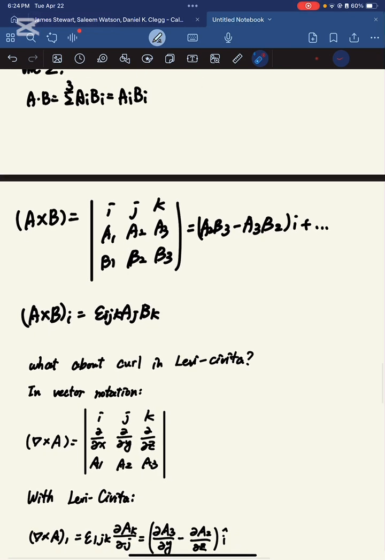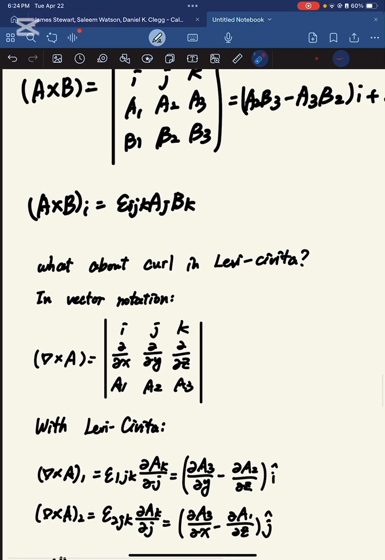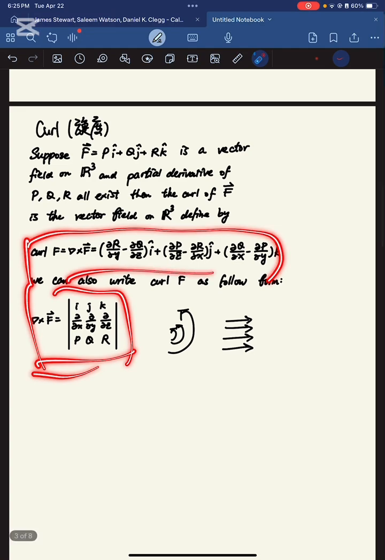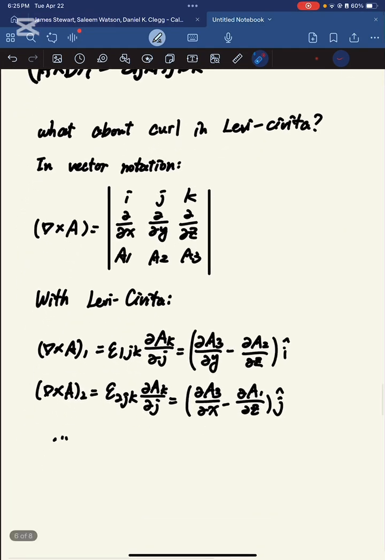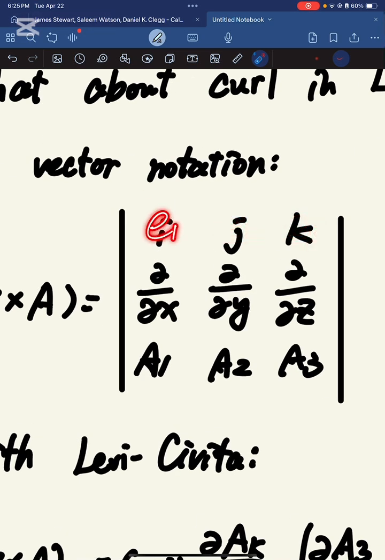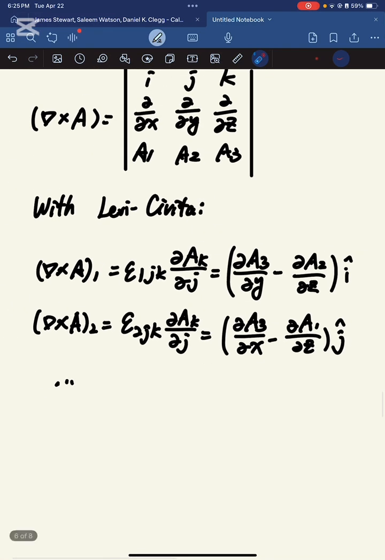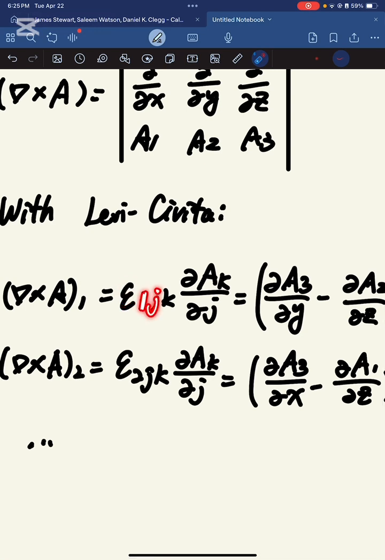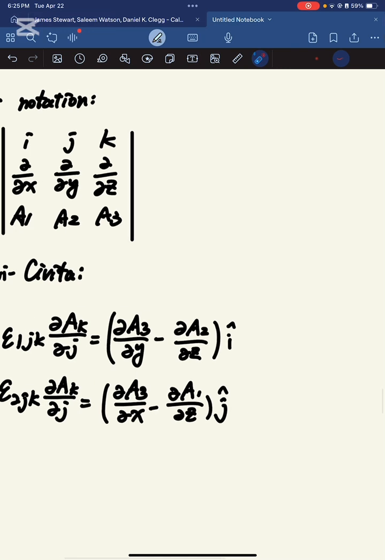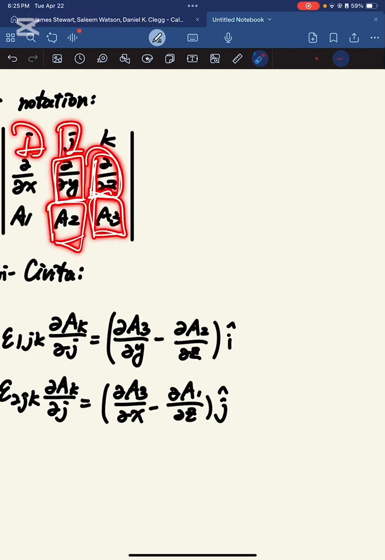So what about curl with Levi-Civita? In vector notation, we can write curl in this form, like we said before, or in this form. With Levi-Civita, we can write it like this. Here 1, 2 and 3, or sometimes we write e1, e2, e3, stand for the first, second and third directions. The i stands for the first direction, and then j and k, with the partial derivatives in k and j. So we expand it out in this form. This is the exact form if we expand it: for the i component it is positive this and minus this one, and for the j component we do this minus this one.